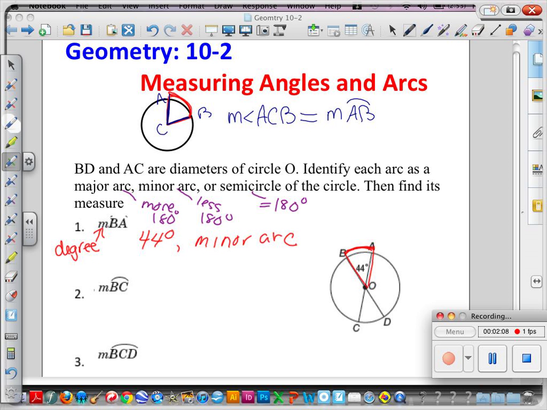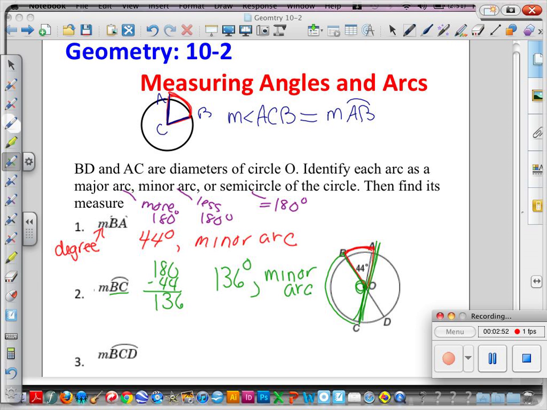Number 2, I'm finding arc BC. So BC is located right here. The central angle is right here. There's no number there. I have this as the diameter. So to find this, I need to subtract the 44. So 180 minus 44, I get 136 degrees. Make sure you put in the degrees symbol. And this also is less than 180 degrees, so I would write minor arc.